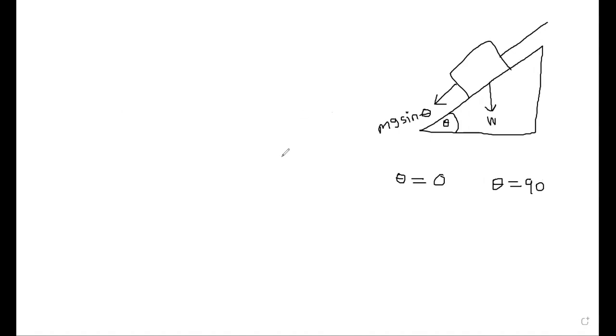Okay, so let's write Newton's second law for this person right here in the x direction. So this is the x direction according to the inclination. This is the x. And this right here would be the y. This is the y direction. So, okay, let's do this.